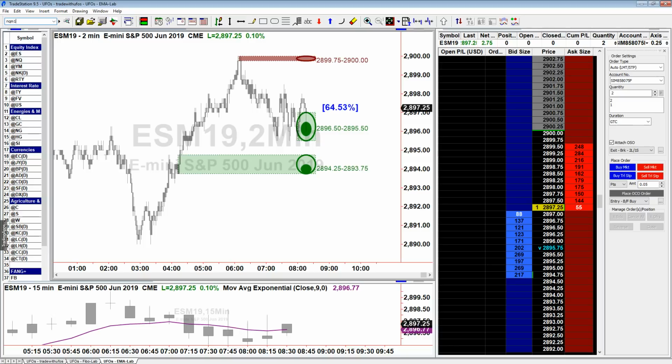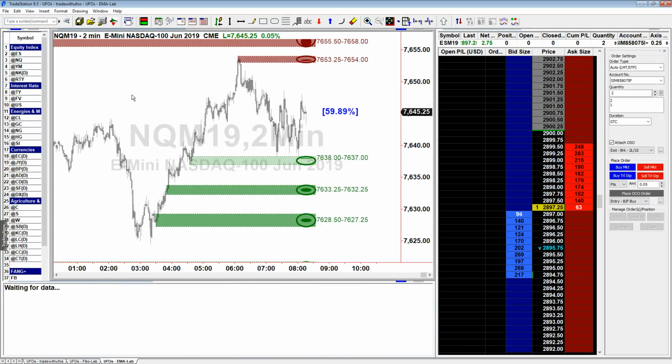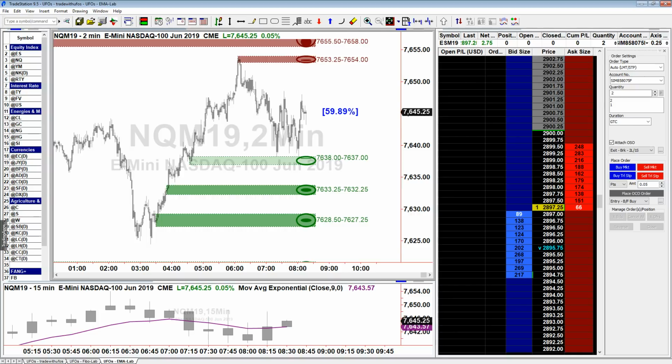So what I'm going to do is very quickly switch to the NASDAQ to see if the NASDAQ does provide us with that particular opportunity.